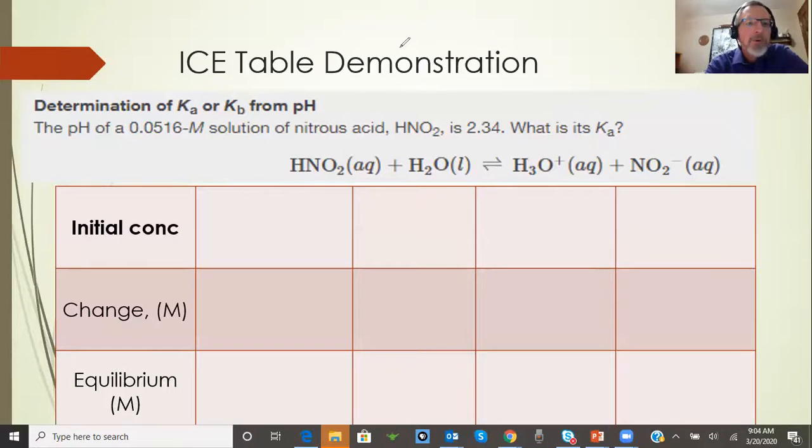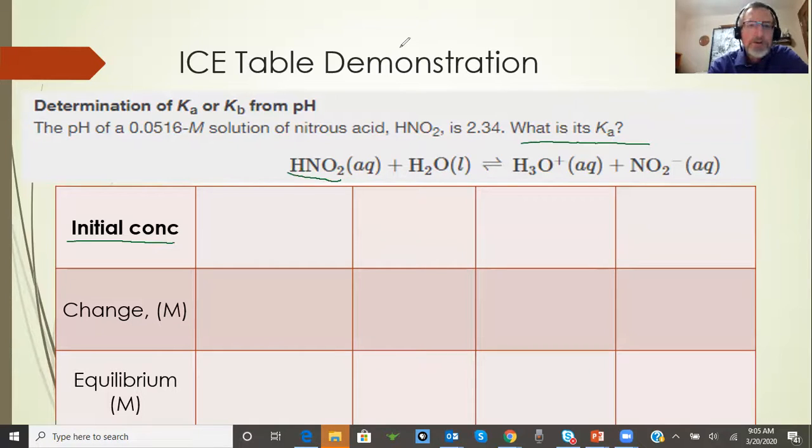The pH of a 0.0516 molar solution of nitrous acid is 2.34. The question is, what is the Ka? All right. So let's start and do our ICE table. First, we're going to do the initial concentration.